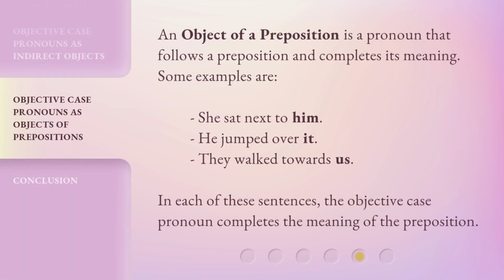An object of a preposition is a pronoun that follows a preposition and completes its meaning. Some examples are: she sat next to him. He jumped over it. They walked towards us. In each of these sentences, the objective case pronoun completes the meaning of the preposition.